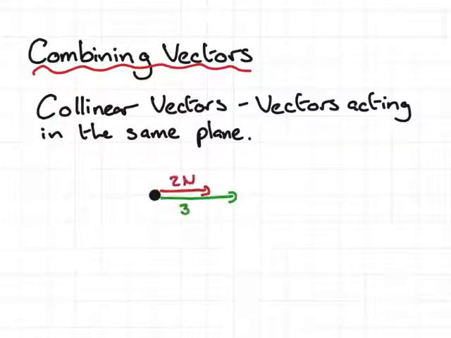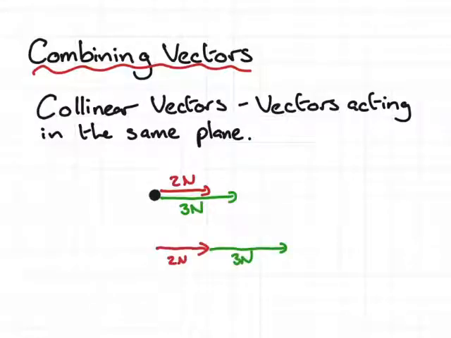Consider a body where you have 2 forces acting in the same direction, 2 newtons and 3 newtons. A general rule would be to take the two vectors and add them together nose to tail. If you do this, you end up with a resultant. In this case, we're dealing with forces, so we'll have 2 newtons plus 3 newtons, giving us a grand total resultant force of 5 newtons.